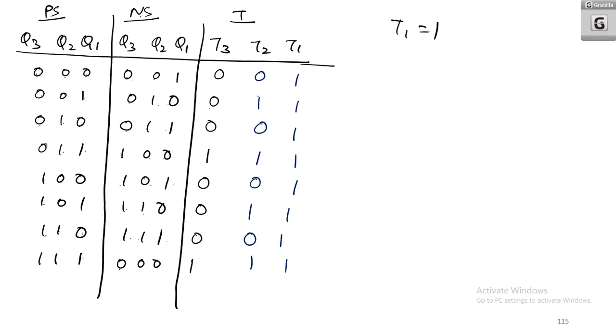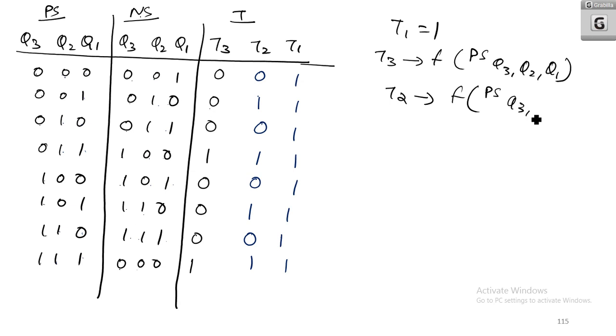Now you need to derive expression for T3 in terms of present state Q3, Q2 and Q1. Okay, you derive T3 as a function of present state Q3, Q2 and Q1. And T2 again as a function of present state Q3, Q2 and Q1. And T1 is 1. Otherwise you need to derive T1 as a function of present state Q3, Q2 and Q1. But here since all values of T1 is equal to 1, I can give T1 is equal to 1 itself.